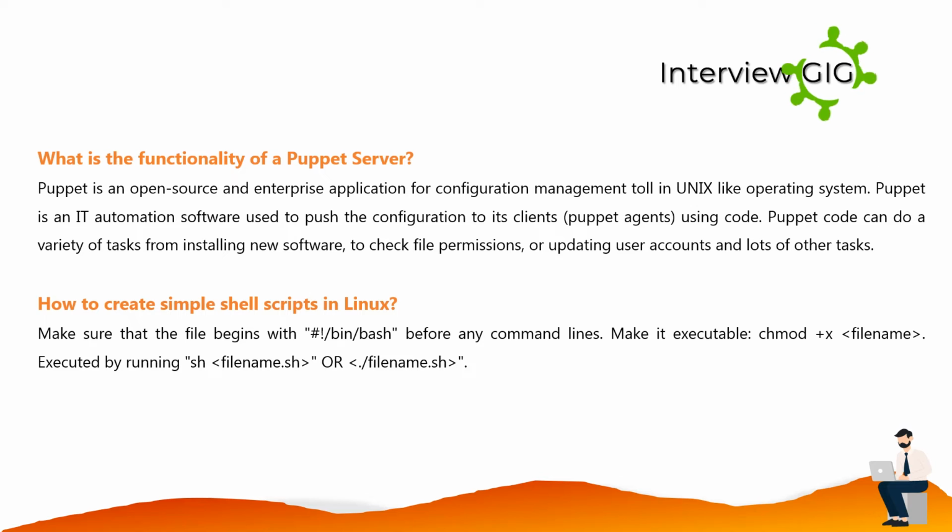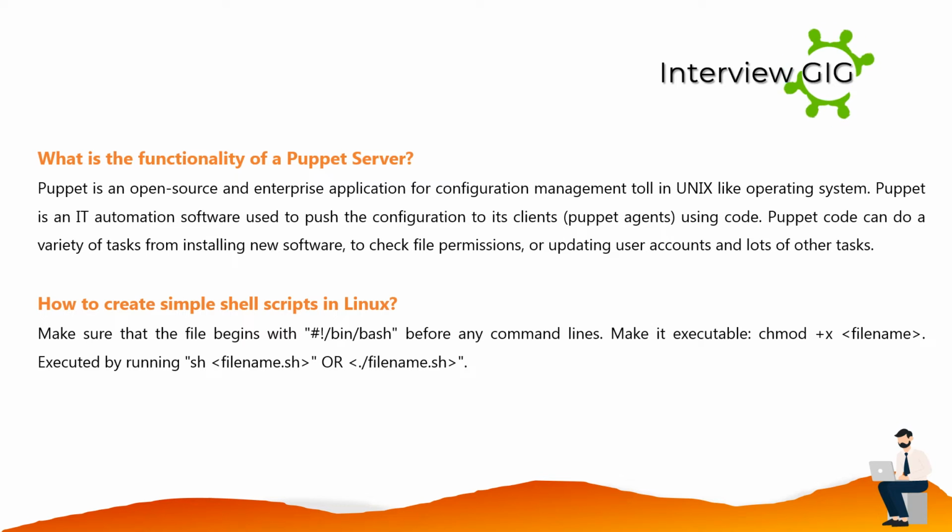What is the functionality of a Puppet server? Puppet is an open-source and enterprise configuration management tool for Unix-like operating systems. Puppet is IT automation software used to push configuration to its clients, the Puppet agents, using code. Puppet code can do a variety of tasks, from installing new software, to checking file permissions, or updating user accounts, and lots of other tasks.